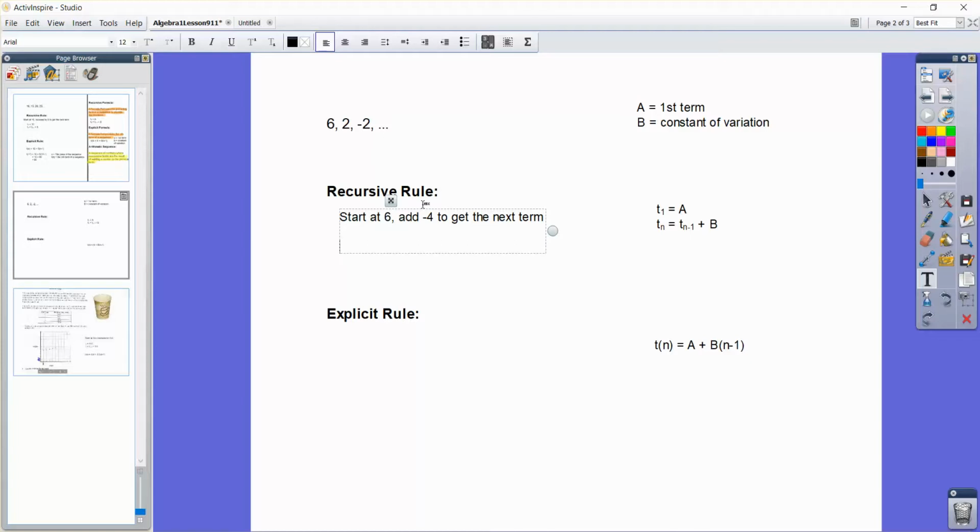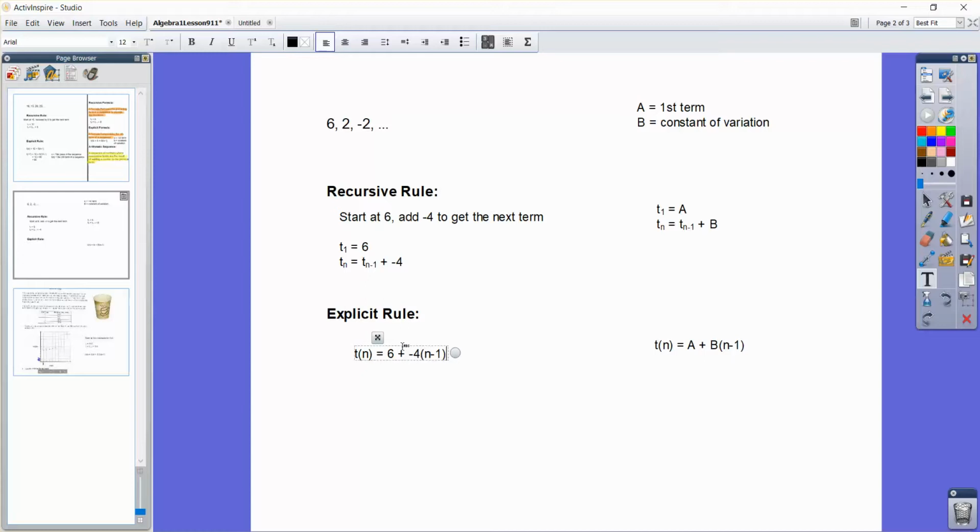Now, the recursive rule is as follows. Our first term, which is our a value, which we'll also use in the explicit rule, is 6. Then to get our next term, t of n equals the previous term, t of n minus 1, plus -4. We could write t sub n minus 1 minus 4, and we still get the same result. Explicit rule, same deal. We already found our a and our b, so we just have to write the function notation. t of n equals our a value, 6, plus our constant variation, -4, times n minus 1.